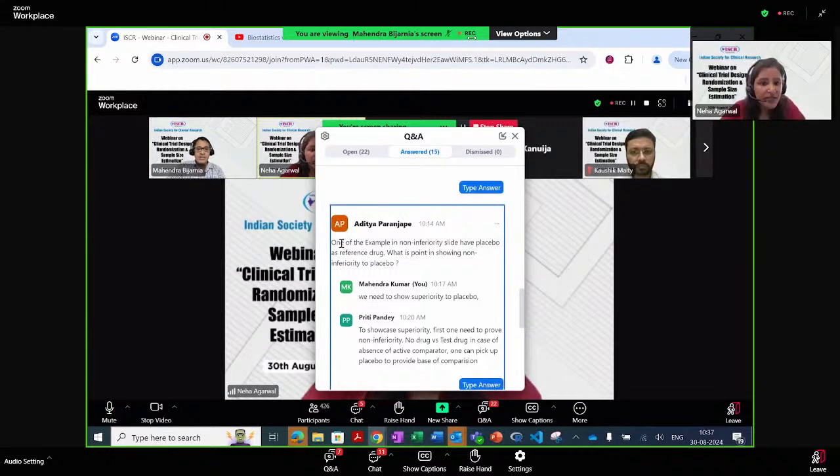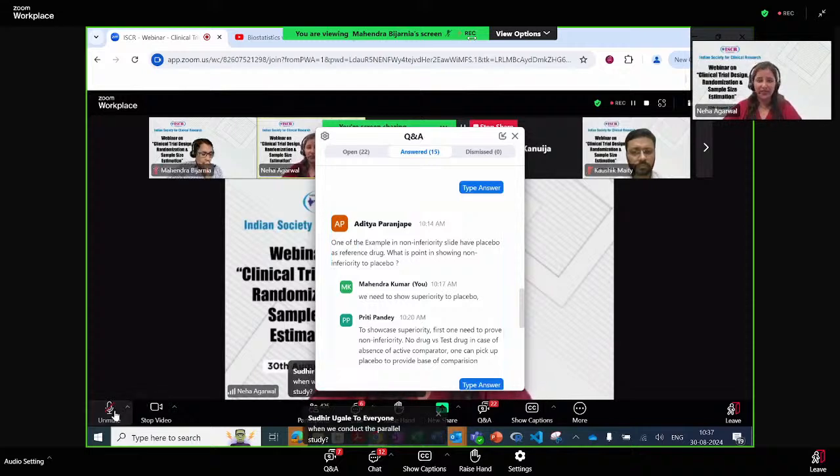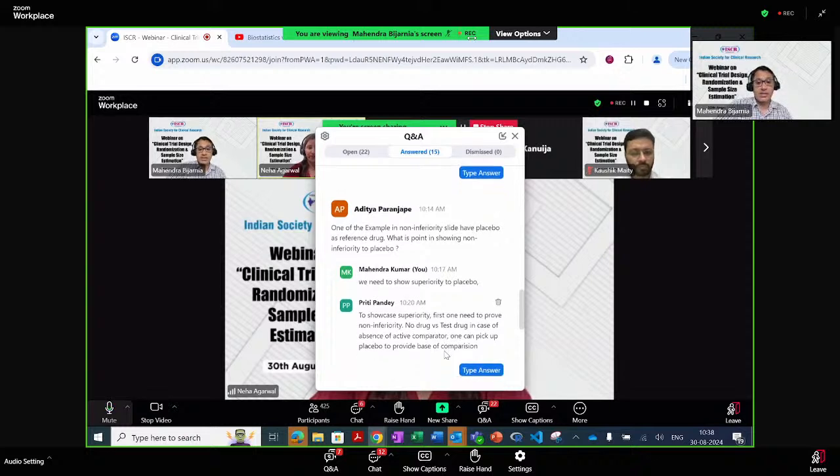Placebo is the reference drug. No, so we had test, reference, and placebo, all three. When I was showing the non-inferiority example, we were establishing that test is non-inferior to reference drug, and we also established that test and reference are superior to placebo. So we are not establishing the non-inferiority to placebo here. You need to prove that your drug is again better than placebo, superior to placebo, and then it's non-inferior to the study drug.